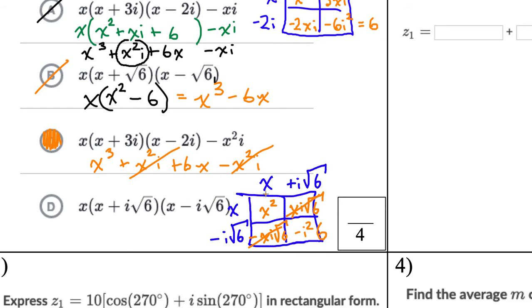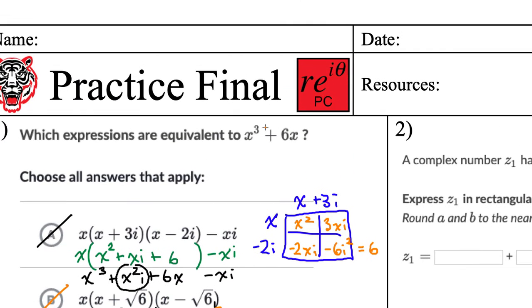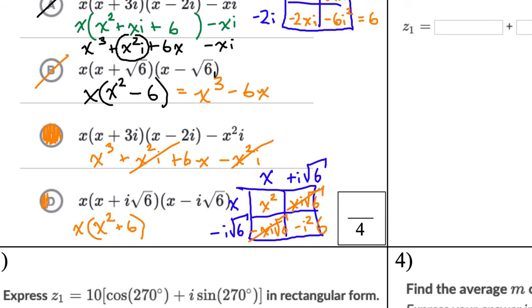So let's go ahead and rewrite what we have for the inside of the area. The area here is x squared plus 6. Both of these two expressions multiply together to get x squared plus 6. Then I still need to multiply by the x. And you can clearly see we are also going to get x cubed plus 6x. So D is also an answer.